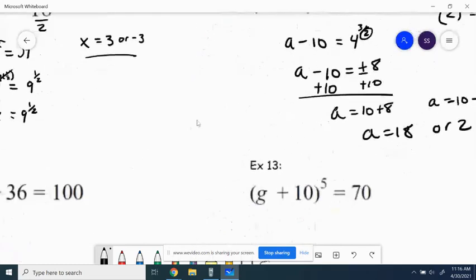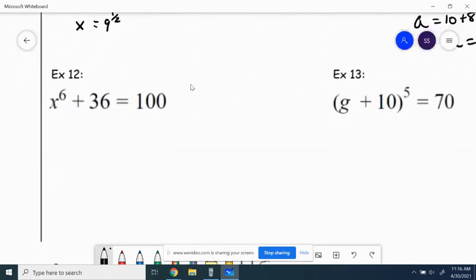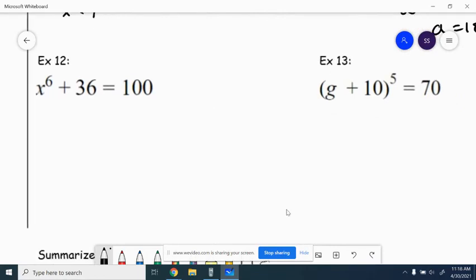All right, last couple problems. Number 12. All right, we got x to the 6 plus 36 is equal to 100. So the first thing I want to do here is get rid of this 36. I'll do so by subtracting 36 on both sides. This will cancel out. I'll be left with x to the 6 is equal to 64.